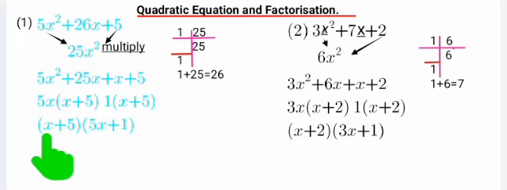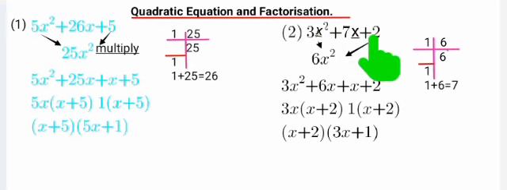Let's move on to number 2 so we solve more problems and you understand what this is all about. Here we have 3x squared plus 7x plus 2. Again, the first thing you do is multiply the first term and the last term. That's 3x squared times 2. That will give 6x squared.